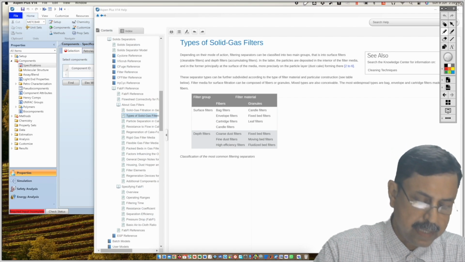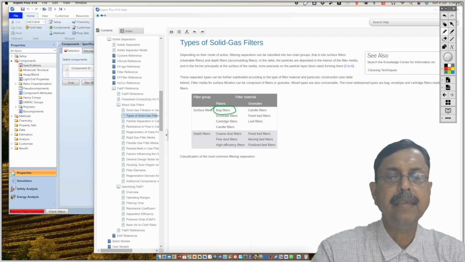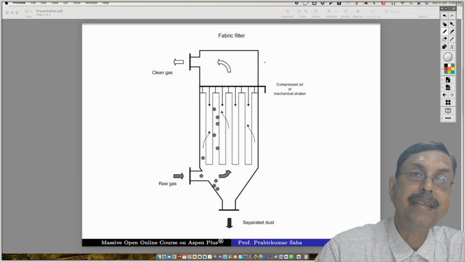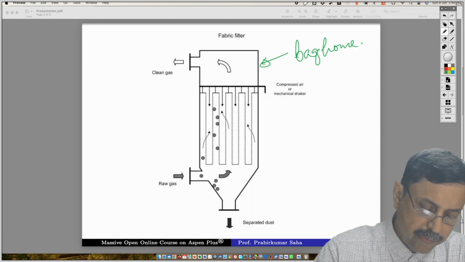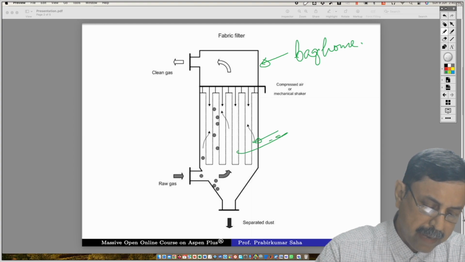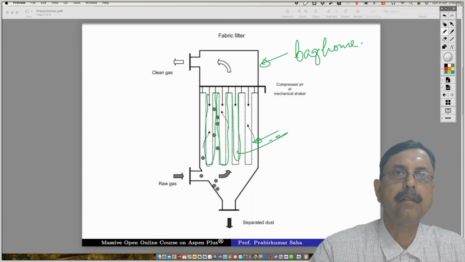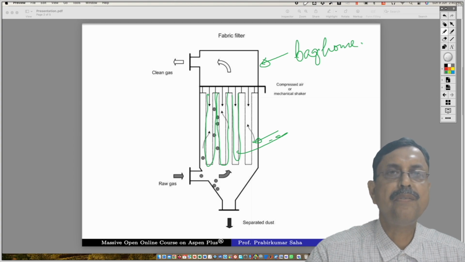Today we are going to discuss the bag filter, which is a fabric type of filter and it's a surface filter. That means the bag is made of a fabric and the filtration happens on the surface of the bag. This is a schematic diagram of a fabric filter, and this structure is called a bag house. Inside the bag house, we will find a few long, perforated bags hanging like this. This is one bag, this is another bag, this is another bag. These bags are collectively taken inside a cell, and a bag house contains multiple such cells.